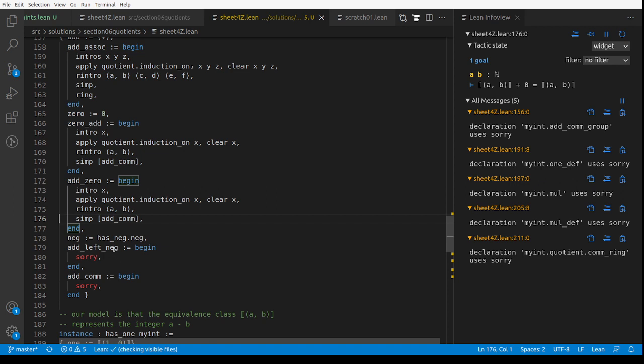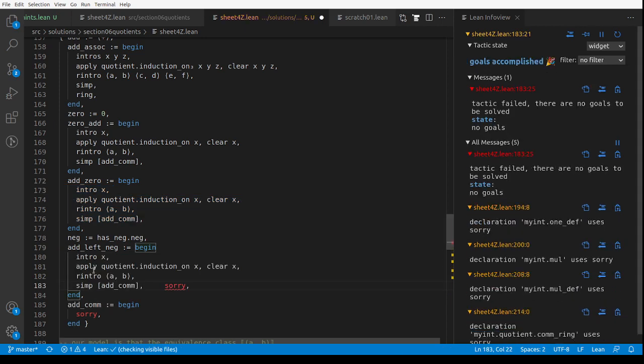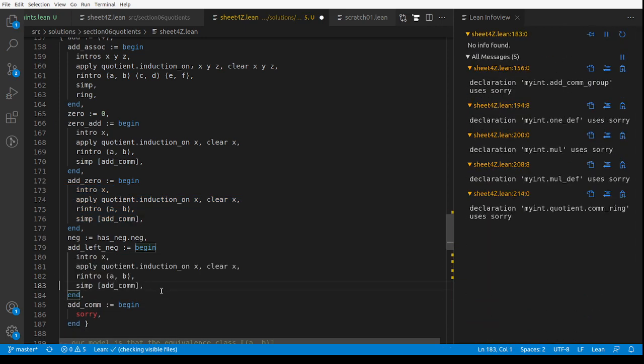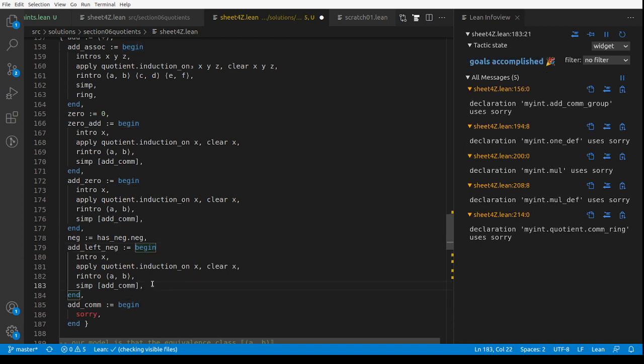Add left neg. So again, add left neg. That's just a theorem about one variable. That's the fact that if you add x add negative x is 0, right? Let's see. Yeah, it's negative. Sorry, it's negative x add x is 0. Did it work? It did work.